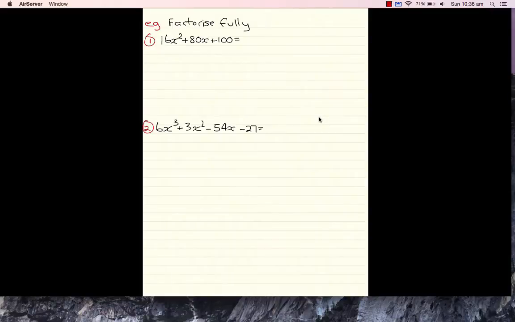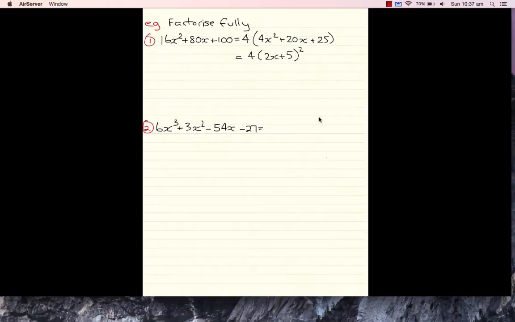So a couple of examples. Our first one, 16x squared plus 80x plus 100. So first thing you're always going to do is look and say, is there a common factor here? And hopefully you could recognize that there is, and that the common factor for this is 4. Once you've taken out your common factor, then again, hopefully we can recognize that what we have here is a perfect square, because 4x squared plus 20x plus 25 has a term of 4x squared, which is 2x all squared, 25, which is 5 squared, and 2x times 5 is 10x, and our middle term is twice the product. So this will factorize to 4 outside of 2x plus 5 all squared.